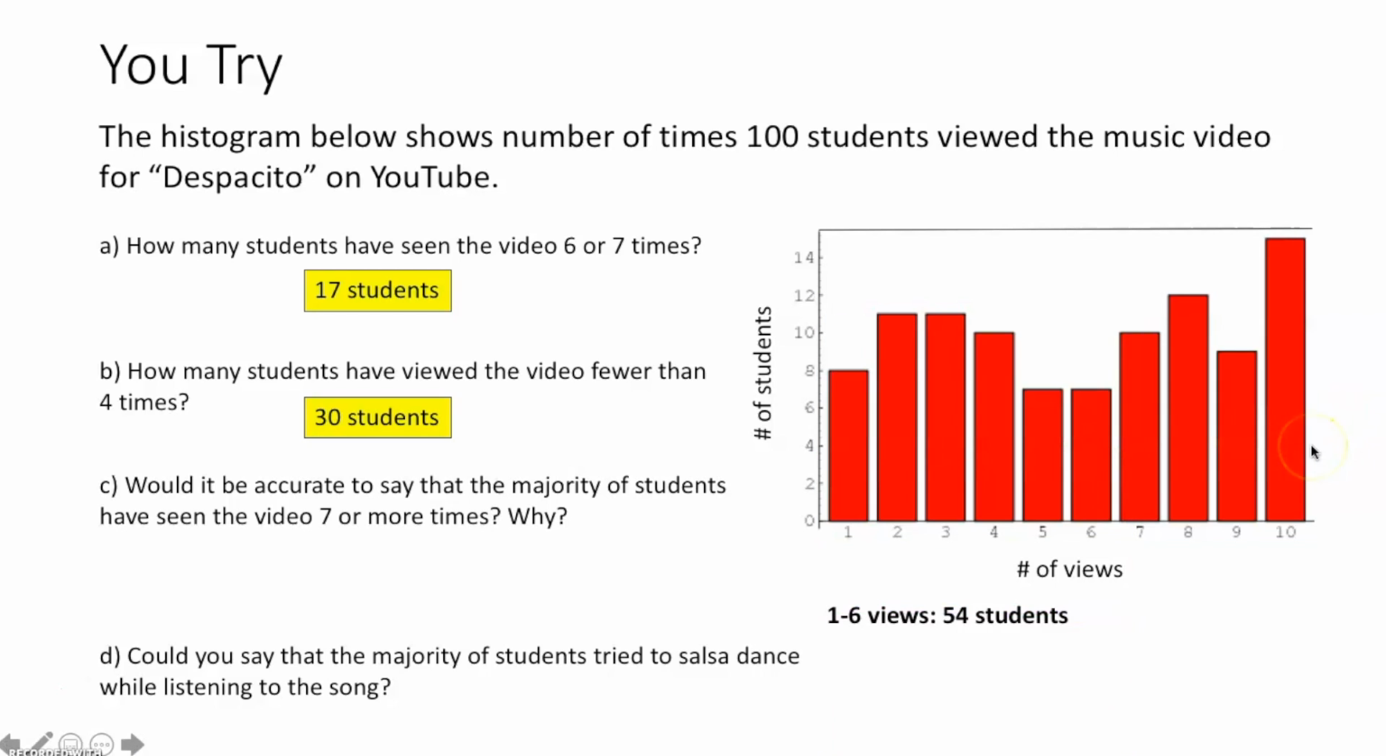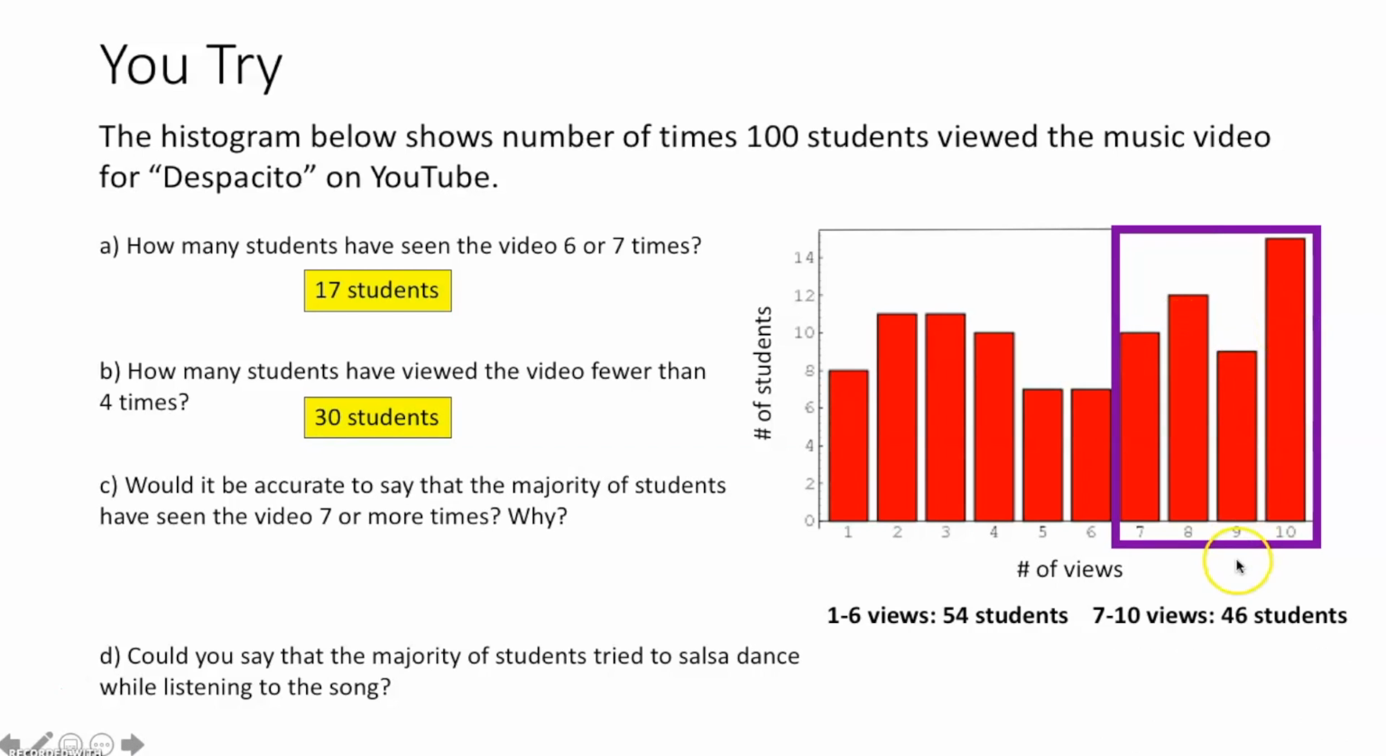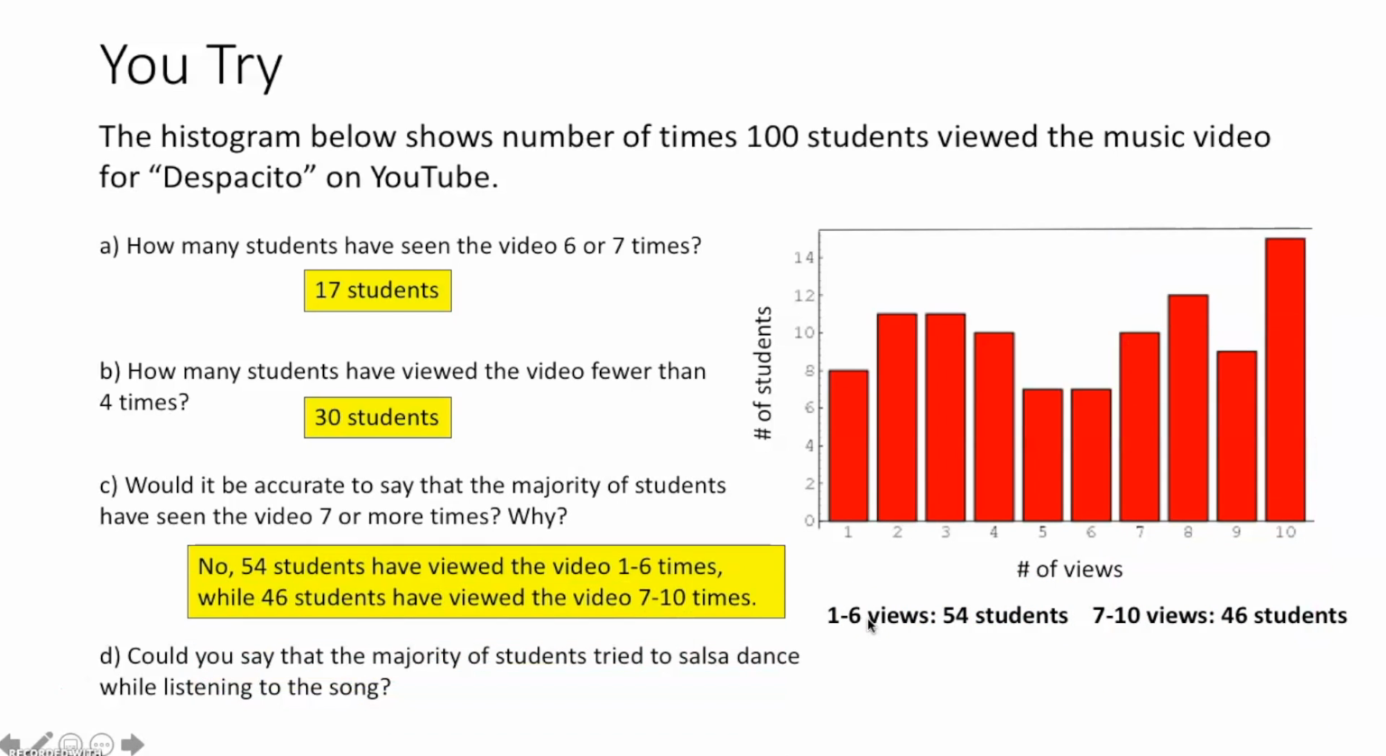Next, if we go ahead and add the 7, 8, 9, and 10, we are going to add 10 plus 12 plus 9 plus 15, and we get 46 students. So then, would it be accurate to say that the majority of students have seen the video 7 or more times? No, only 46 students have seen the video 7 to 10 times, while 54 students have seen the video 1 to 6 times. So that's what you would say.